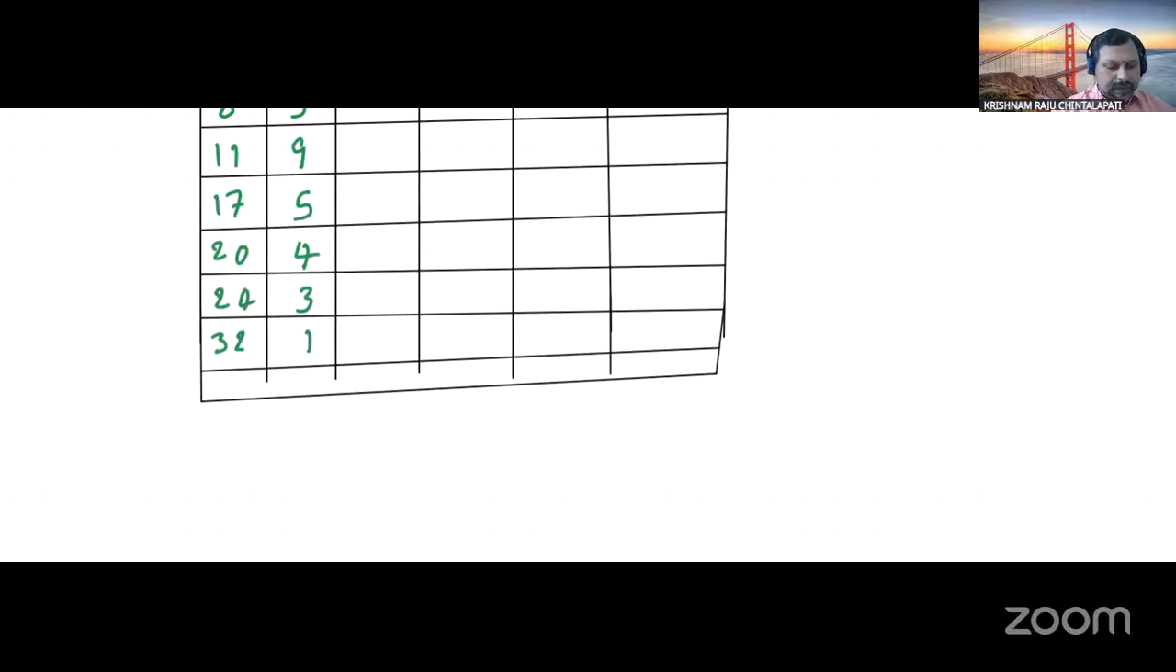So I want capital N, right? So capital N is nothing but summation Fi. So summation Fi gives capital N. So add frequencies here. You get 30. So N equal to 30.